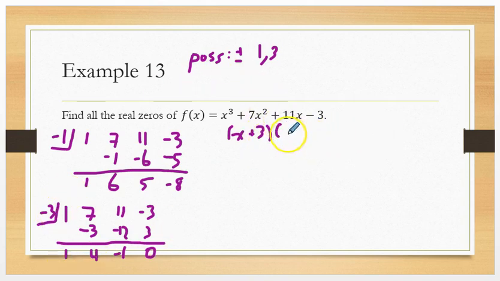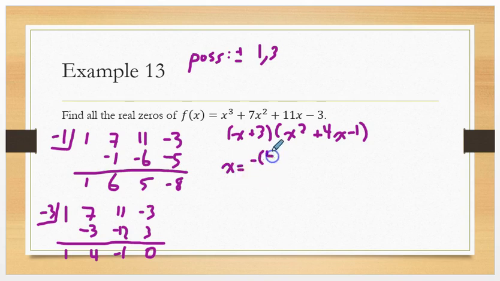And then what was left is 1x squared plus 4x minus 1. So here's another twist. Here's where the problem is getting a little more difficult than the other ones we did. This cannot be factored. So to get my last answers, I'm going to have to use the quadratic formula on that part.